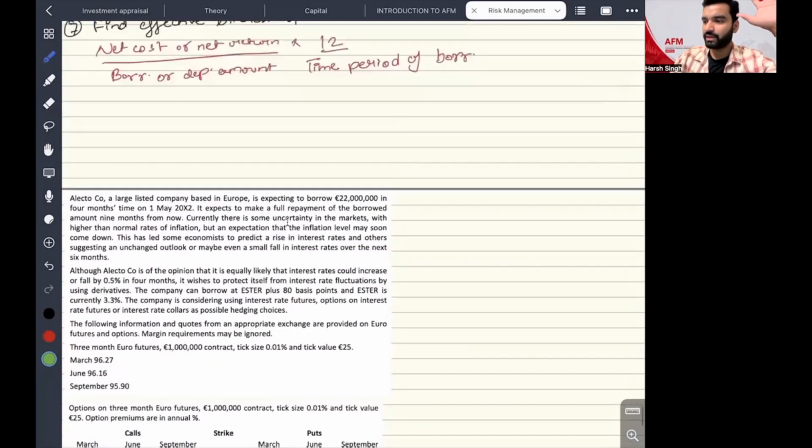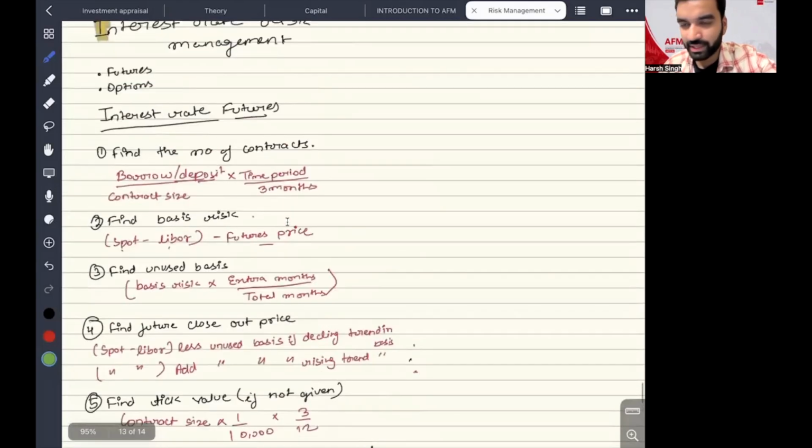So now there are a number of steps over here in interest rate futures. First of all, we have to find the number of contracts, similar to the futures and options of money market and foreign exchange hedging. Borrowing or the deposit amount upon the contract size, multiplied by time period upon 3 months. 3 months is the constant.